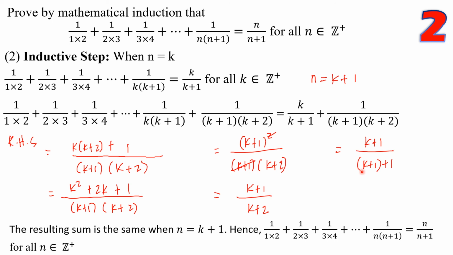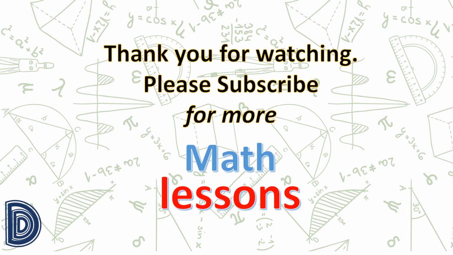Hence, 1 over 1 times 2 plus 1 over 2 times 3 plus 1 over 3 times 4 plus ... plus 1 over n times n plus 1 is equal to n over n plus 1 for all n element of positive integers. That will be all.